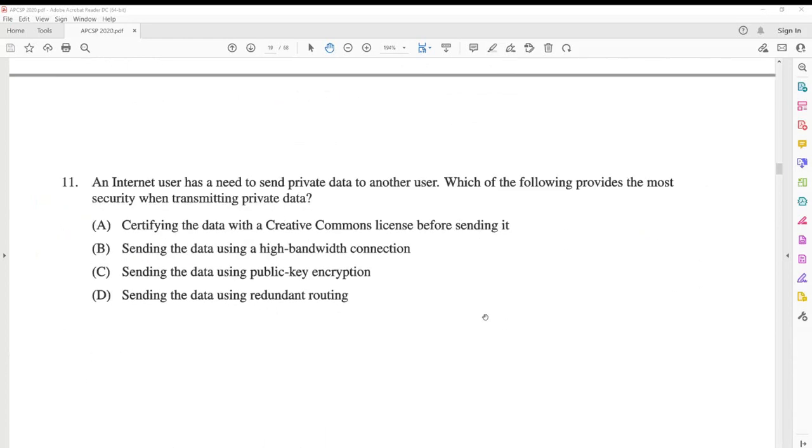Number 11, an internet user has a need to send private data to another. Which option provides the most secure way to do it? So it basically would be the public key method. Okay, the RSA algorithm. We talked about it. So C. This one we talked about last week.